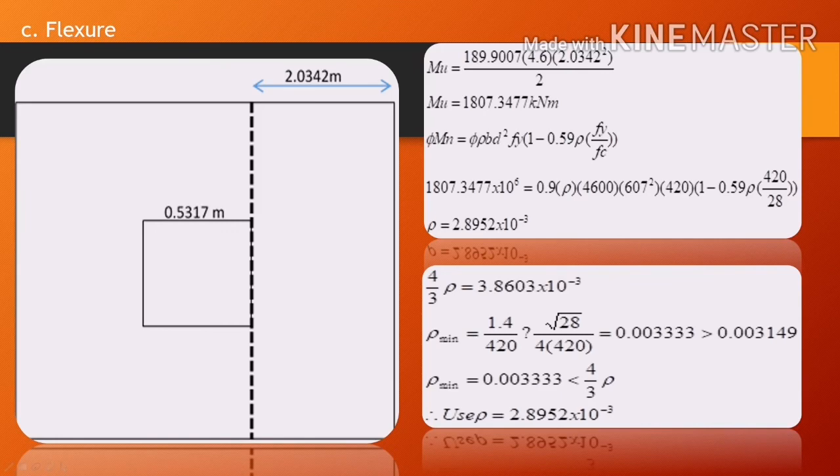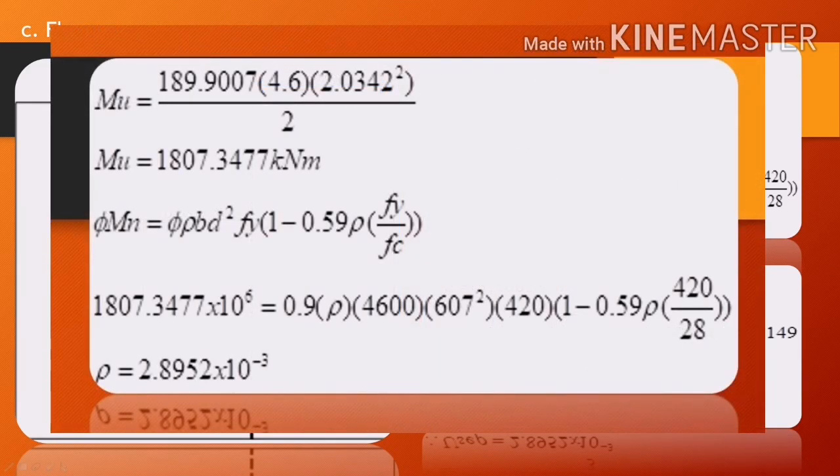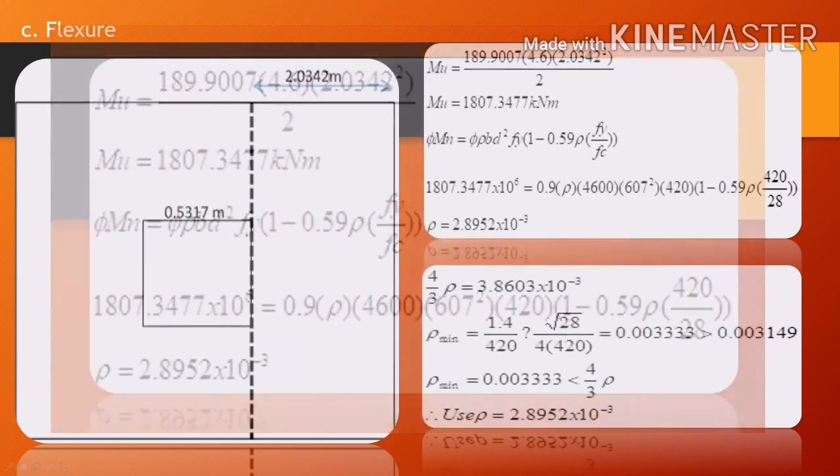Phi Mn is equal to phi rho b d squared Fy times the quantity 1 minus 0.59 rho Fy over Fc'. So, which gives us this equation, 1807.3477 times 10 raised to 6 is equal to 0.9 times rho times 4600 times 607 squared times 420 times the quantity 1 minus 0.59 times rho times 420 over 28. So, the value of rho is equal to 2.8952 times 10 raised to negative 3.